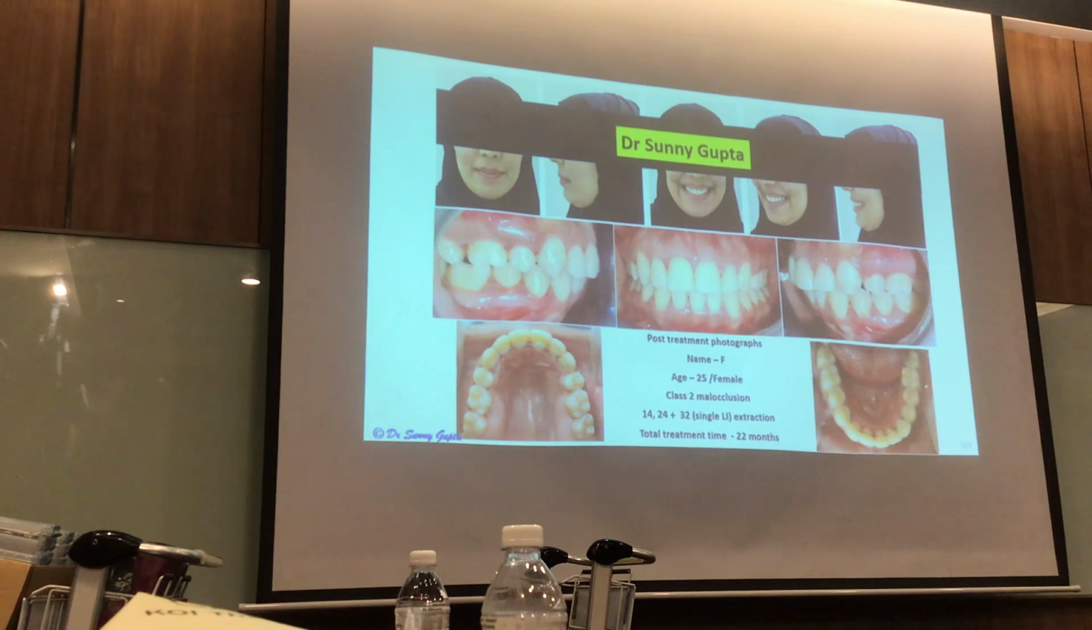Then we go ahead and check whether there is any crowding or spacing. No crowding, no spacing. So fourth and fifth key is established. And lastly, curve of Spee. There is no deep curve of Spee. You have normal overjet and normal overbite. So sixth key is established. That means we have achieved all the goals which we wanted to achieve.